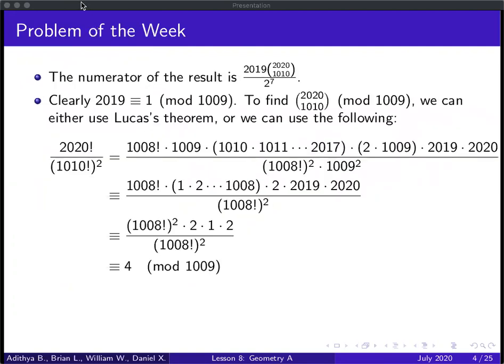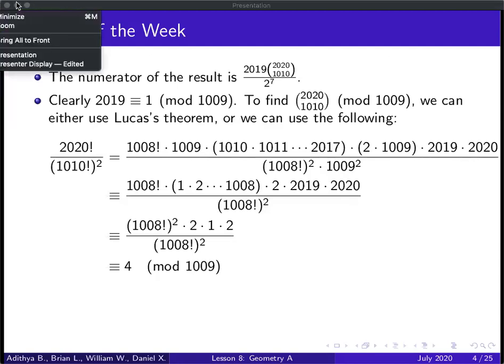Okay, so after canceling out the 2 1009s, we're left with 1008 factorial times the product of 1010 through 2017. But each of these numbers, if we take them mod 1009, we get 1 times 2 all the way to 1008. So this second group is also 1008 factorial.